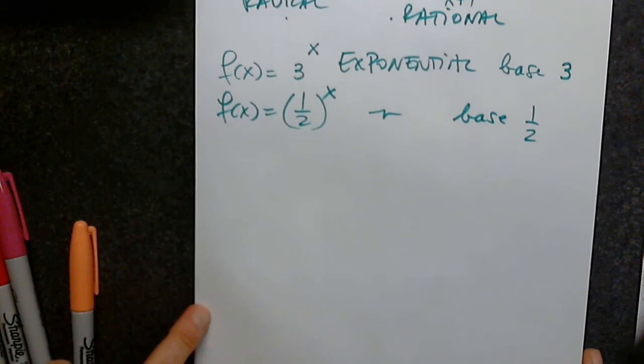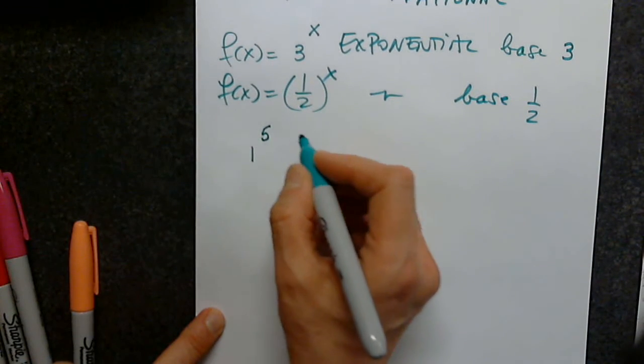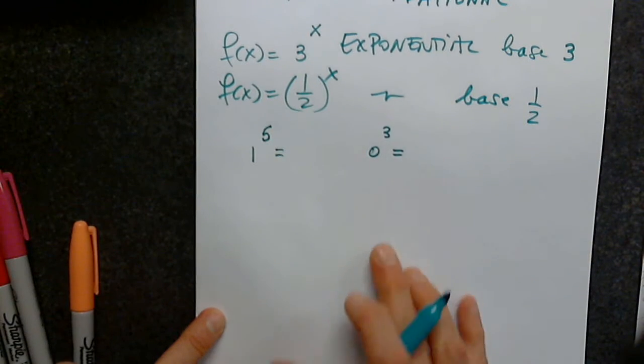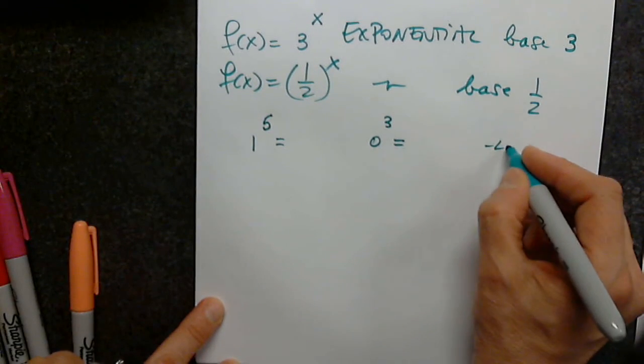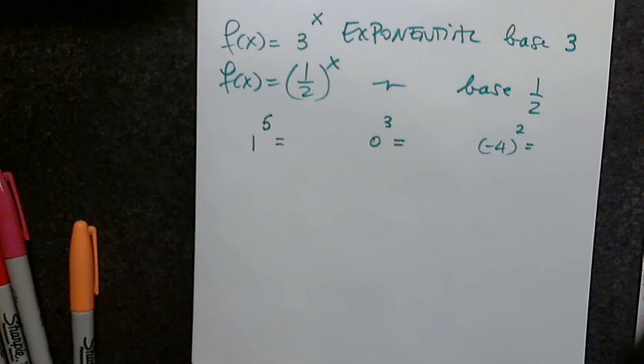Now, I have a couple of questions for you. 1 raised to the 5th power, I would like you to tell me what that is. 0 raised to the 3rd, tell me what that is. And -4 raised to the 2nd power, tell me what that is. So, 1 to the 5th power, please.